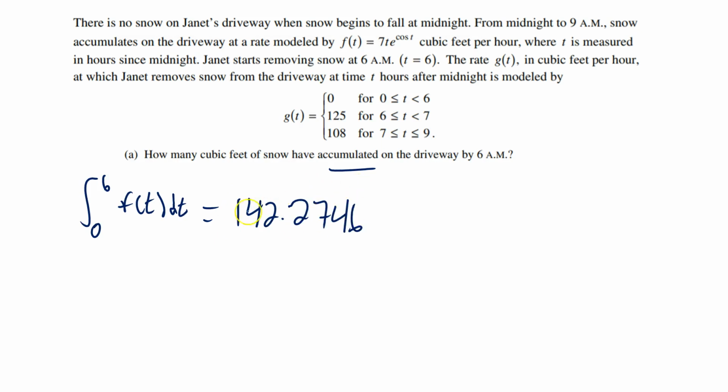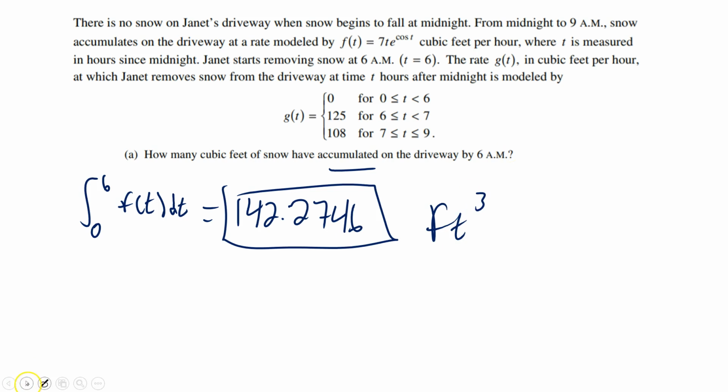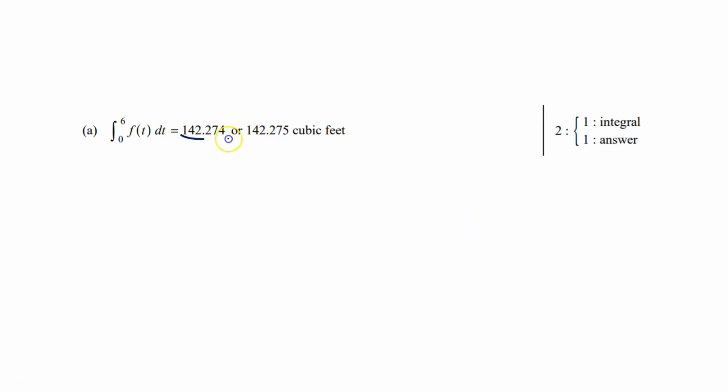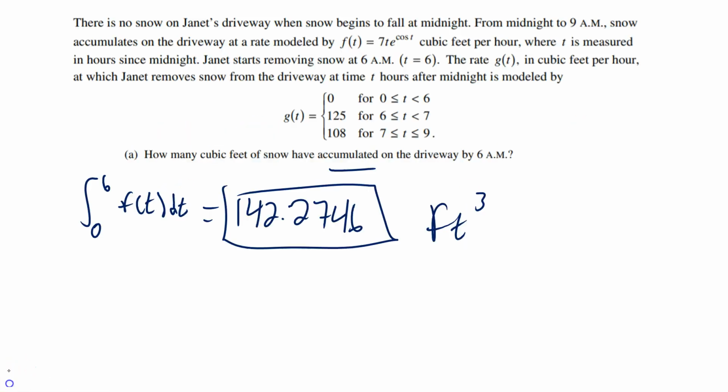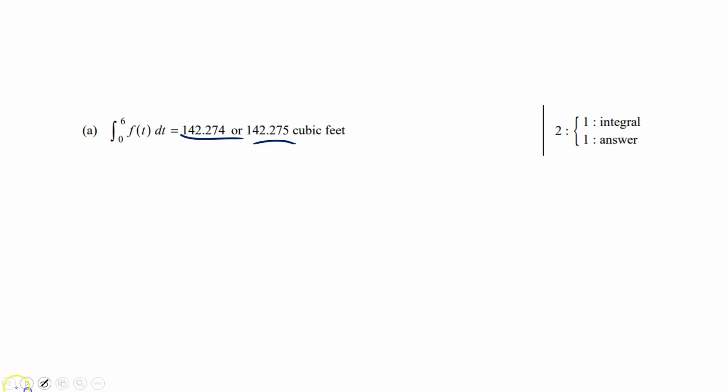Now, they don't ask for units, so I'm not going to give them. But it looks like it'll be cubic feet. That's the amount of snow that has fallen onto the driveway. Let's see how we did. 142.274 or 275. Perfect. We got 3 decimal places. Awesome. 1 point for the integral, 1 point for the answer.